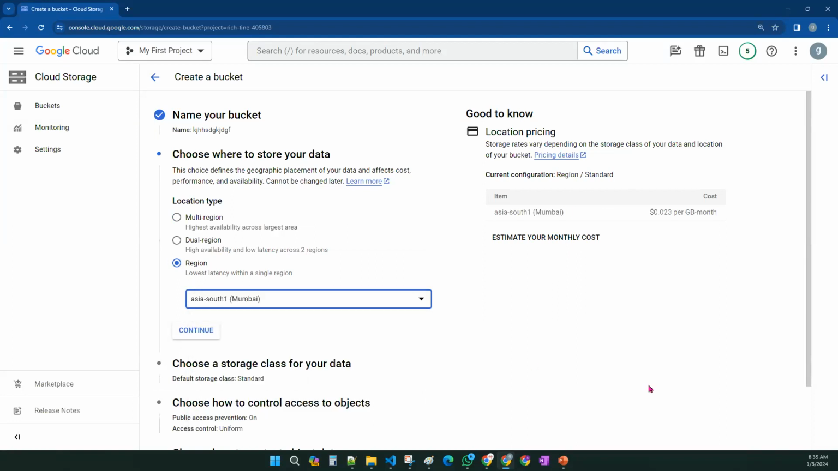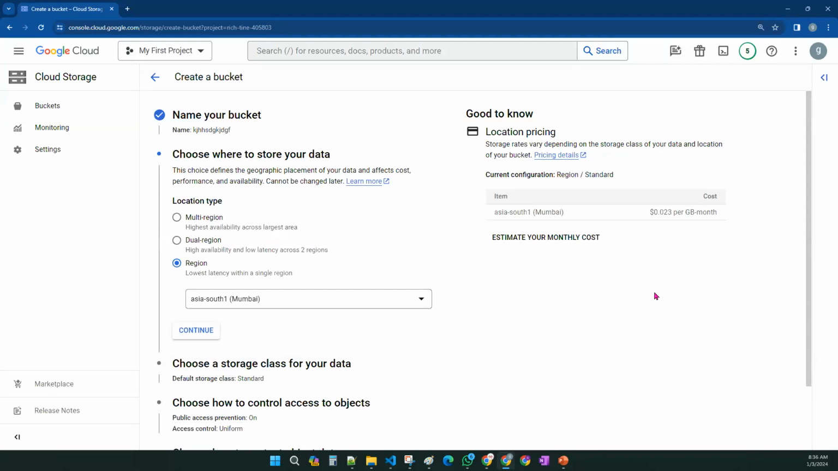I selected Mumbai. The cost of storage per GB per month is $0.023. If I want to store some data, it is $0.023 per GB per month. If it is 100 GB, then it is $2.3 per month. Now, I want to go for multi-region because this data I am storing here is very, very important to me. It is very crucial and very sensitive data. I don't want to lose the data at any cost.